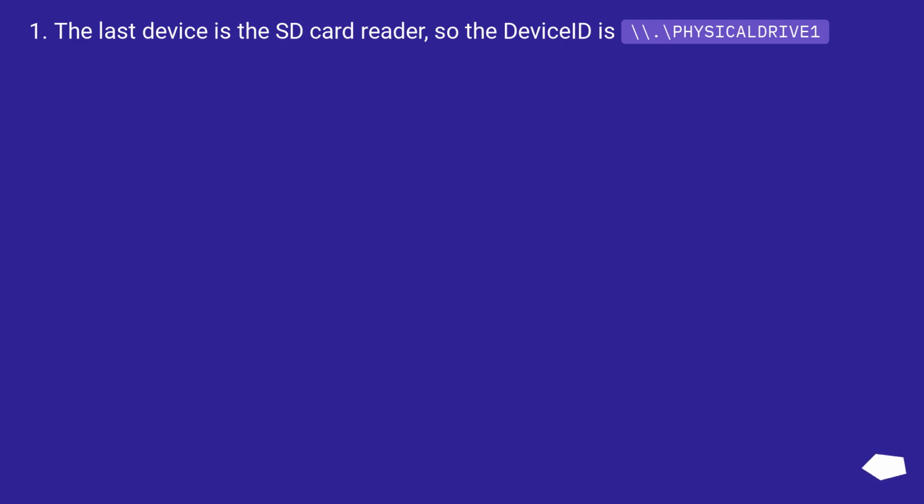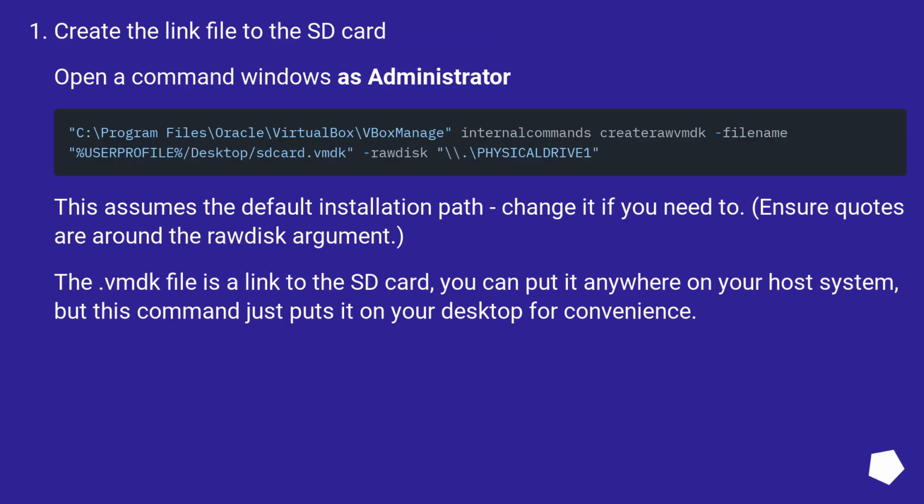So the device ID is \\.\PhysicalDrive1. Create the link file to the SD card. Open a command window as administrator. This assumes the default installation path. Change it if you need to. Ensure quotes are around the raw disk argument. The VMDK file is a link to the SD card. You can put it anywhere on your host system, but this command just puts it on your desktop for convenience.